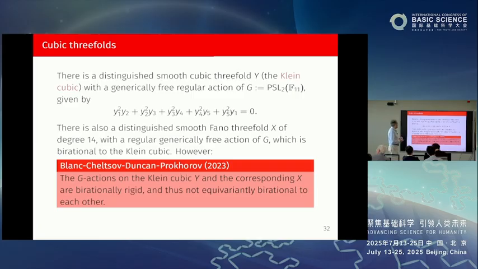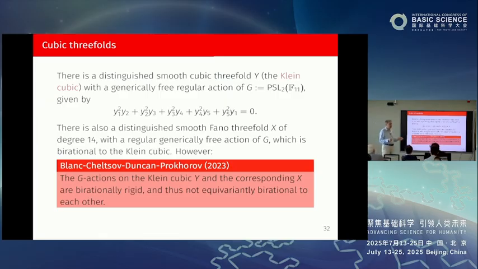So, we look at large groups that can act. There is this PSL2(F11) that acts on the Klein cubic threefold, a very symmetric cubic threefold. And there is also a distinguished smooth Fano threefold of degree 14, also with a generically free action of the same group. It is birational to the Klein cubic without the actions, but they are not equivariantly birational. In fact, the G actions on both are birationally rigid, and they are not birational to each other. This is a recent theorem of Blanc, Cheltsov, Duncan, and Prokhorov.